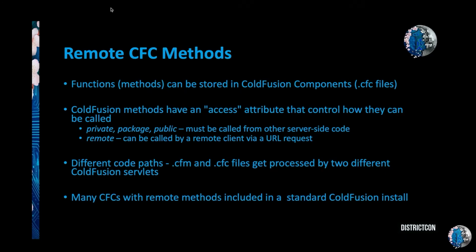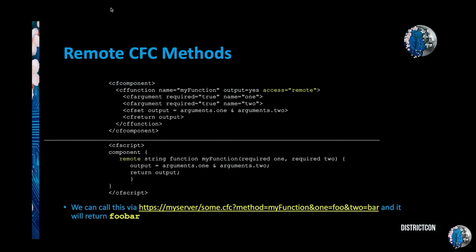It's also worth calling out that the code paths are different if you're calling a page or a function, and a default ColdFusion install comes with lots and lots of remote CFCs. Let's look at some examples of these. Here we have a remote function, access type is remote, and we can call something like this in a URL. We specify the function name, the method name, and then we pass it our variables. Here we pass it foo and bar, and it prints out foo bar, all done through a URL.